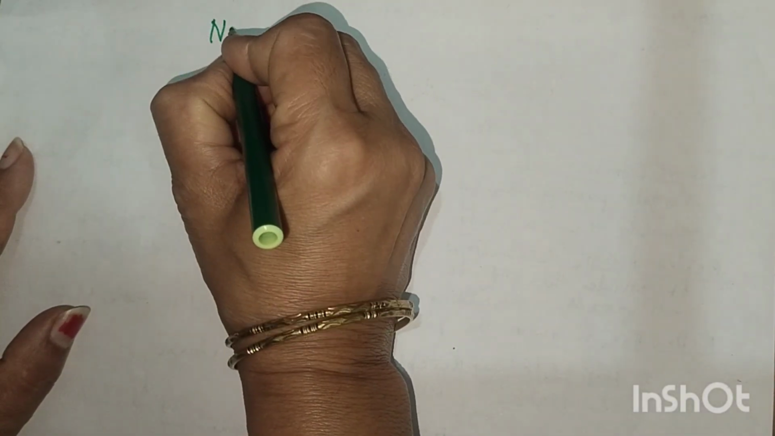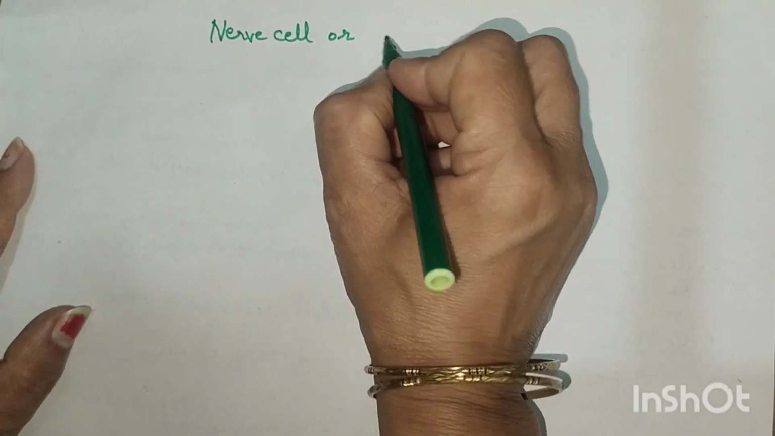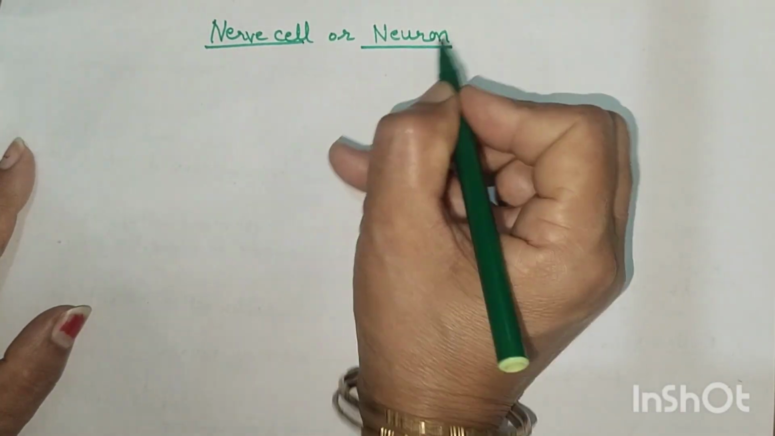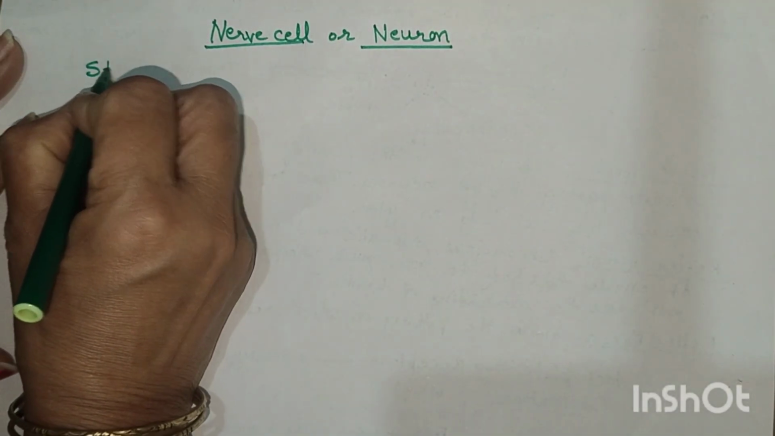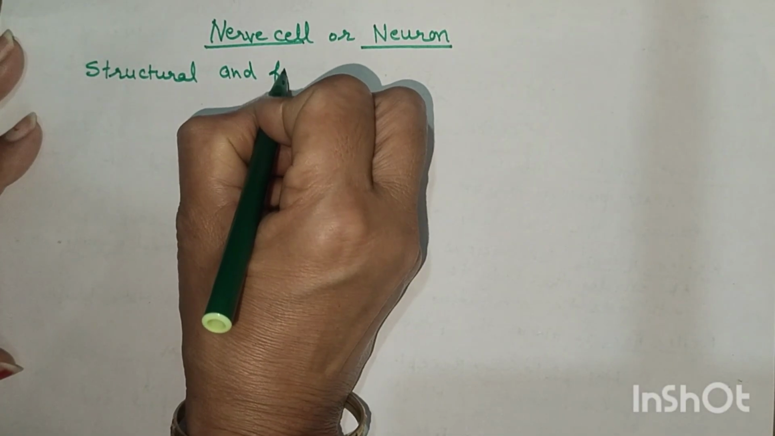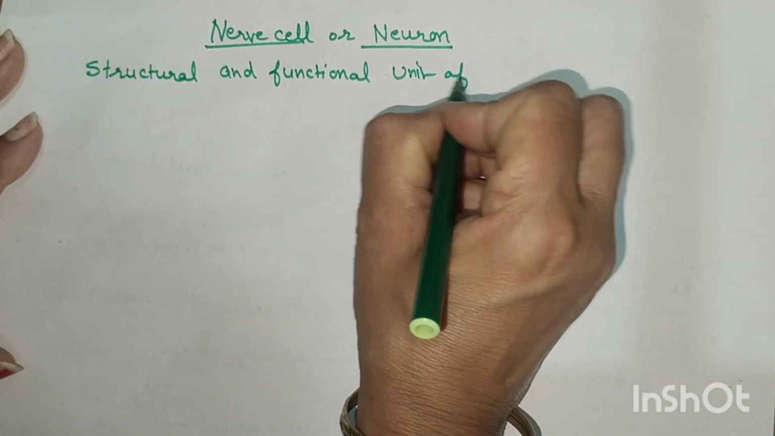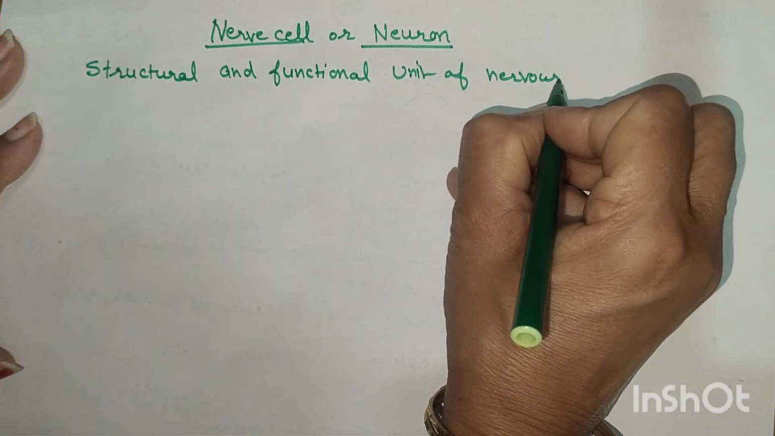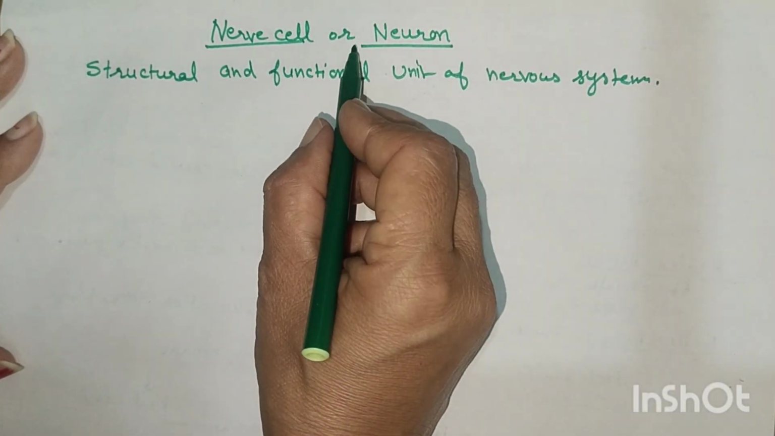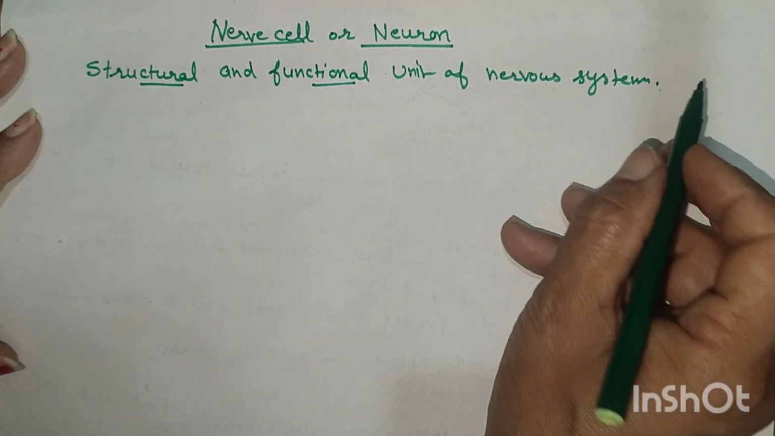Today we will discuss the nerve cell or neuron. Nerve cell is the structural and functional unit of the nervous system. Nerve cell is also called neuron, and this neuron is the structural and functional unit of the nervous system.